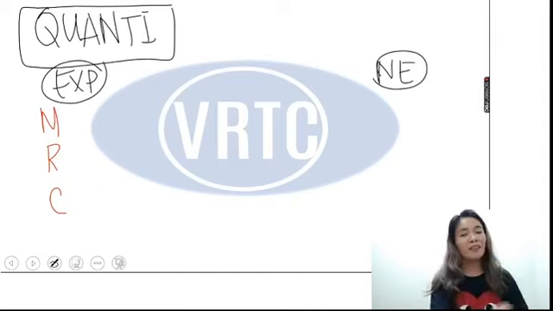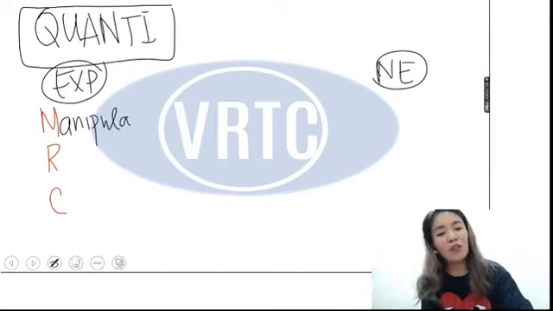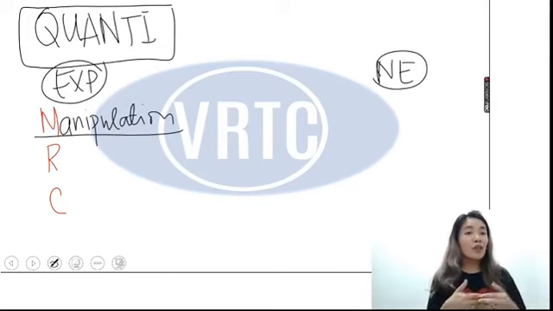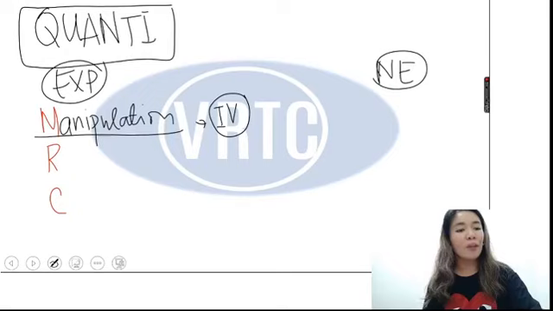May magic spell pa tayo dito. Okay, so you have Mr. C. Ano yung Mr. C? So you have manipulation. Okay, manipulation is the actual experiment employed. This is the intervention used. Okay, and you only manipulate the independent variable. Huwag kung ano-anong variable yung i-manipulate mo.